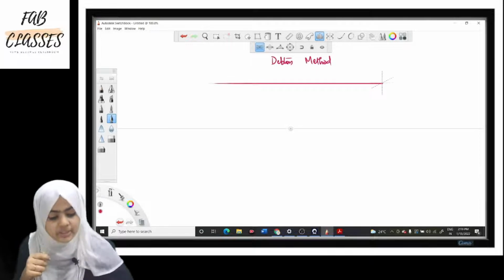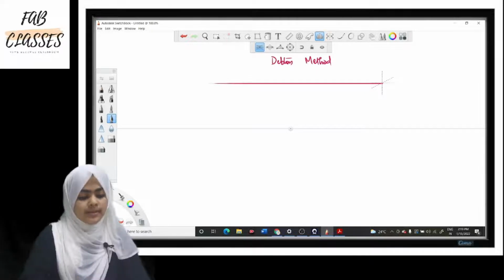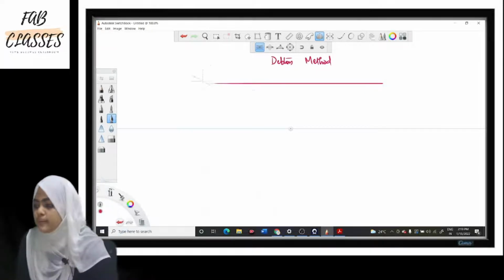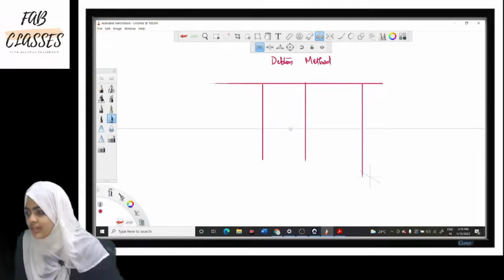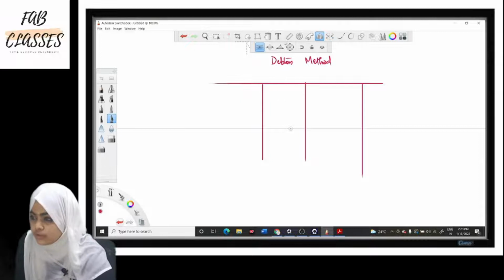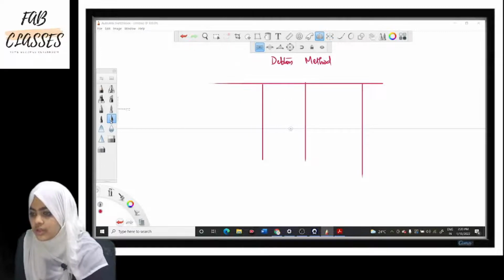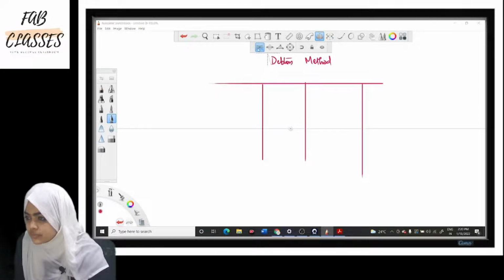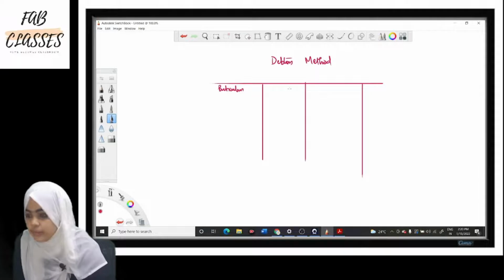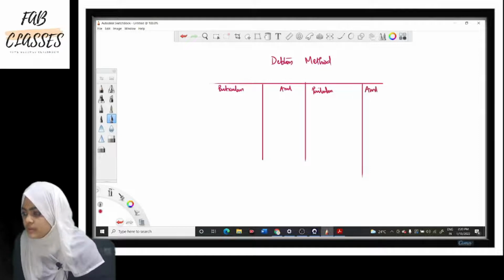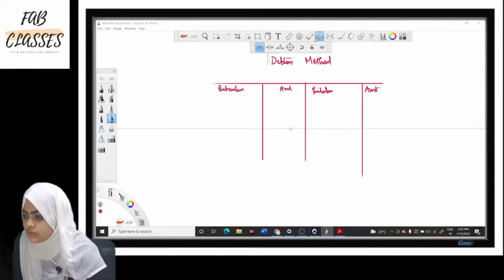So debtors method is what we are going to do. In debtors method, there will be 4 columns: particulars, amount, particulars, amount.